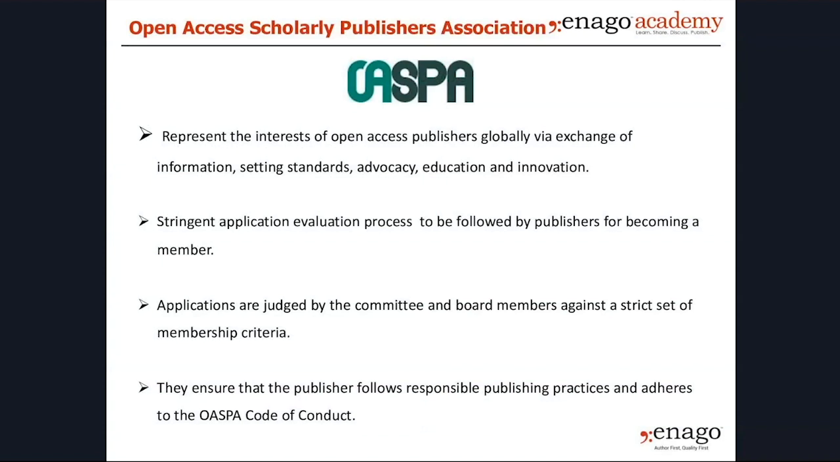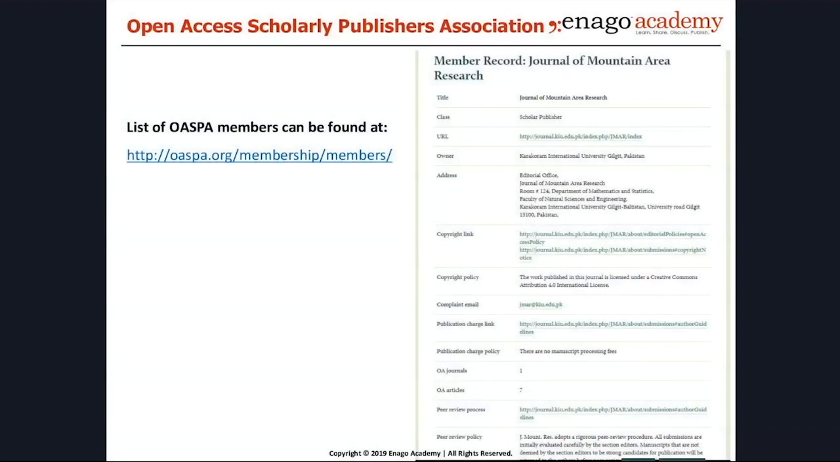So this acronym here, the Organization of Open Access Scholarly Publishers, is an organization of publishers interested and invested in furthering open access. They helped to write the criteria for inclusion in the Directory of Open Access Journals. If you want to have a look at their website, it's oaspa.org. The Directory of Open Access Journals website is doaj.org.